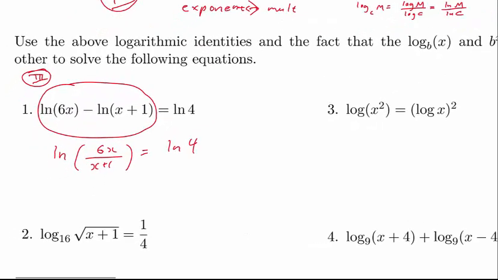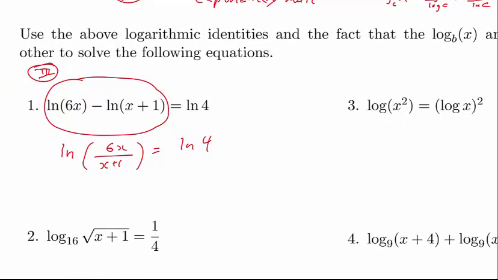Right? We got a logarithm on both sides, but they both have the exact same base. So we're going to raise everything by e. And so since the bases are the same, they go away. So we have 6x over x plus 1 equals 4. So this is a type of problem that we have a lot more experience with. So we're going to go ahead and work this one through.